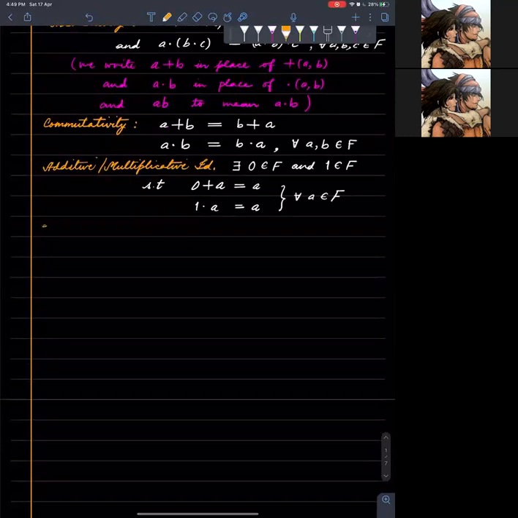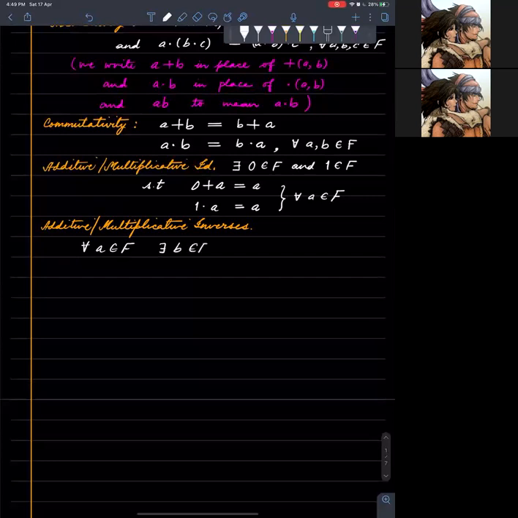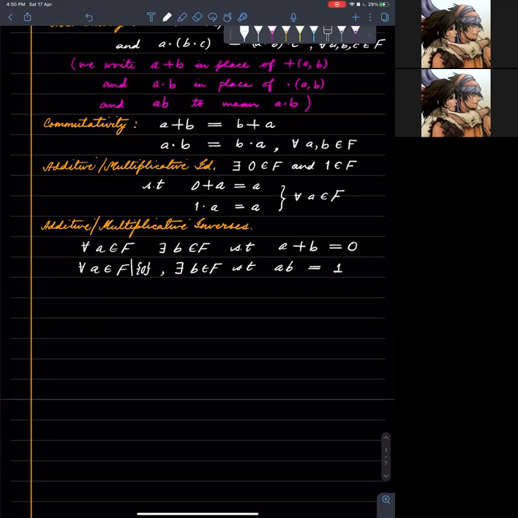And we insist on inverses, again additive and multiplicative inverses, which says the following: for all A in F, there exists an element B in F such that A plus B is 0, the additive identity of the field F. And for all non-zero elements A of F, there exists a B in F such that AB equals the multiplicative identity of the field. Of course, this is just mimicking your usual addition and multiplication in real numbers.